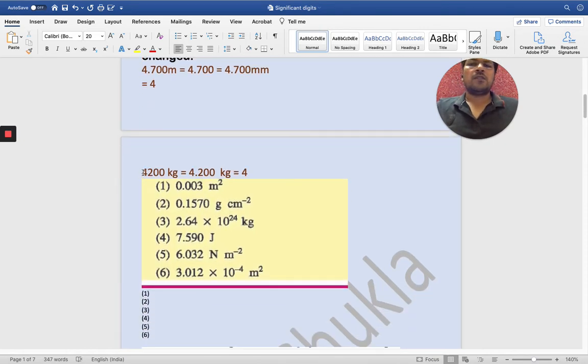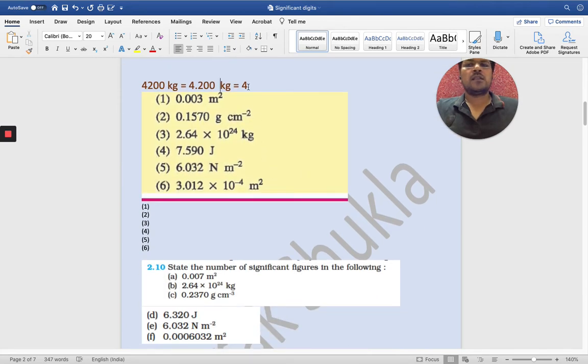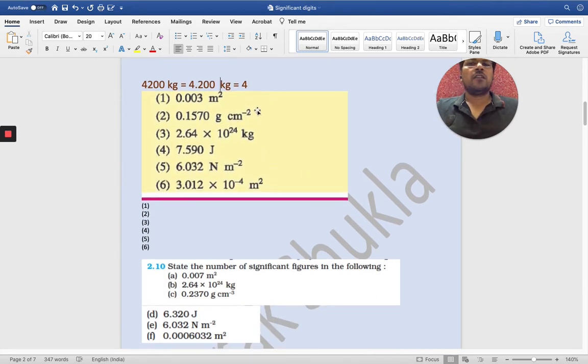The same case I have mentioned for 4200 kilograms. Whenever you are considering 4200 kilograms, rather put it as 4.200 kilograms multiplied by 10 to the power 3. Here I haven't mentioned 10 to the power 3, but if you put 10 to the power 3, it will make your journey better. Then you can say that it has 4 significant digits.